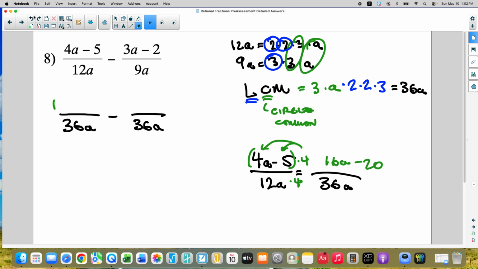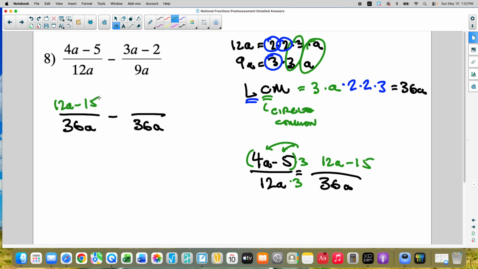So let's go back. Sorry. We're not multiplying by 4. We're multiplying by 3, Mr. Mac. 3 times that, which again distributes, is 12a minus 15. Sorry. Again, haven't slept much these last 4 days. 3a minus 2 over 9a equals what over 36a. This one we multiply by 4, giving me 12a minus 8.